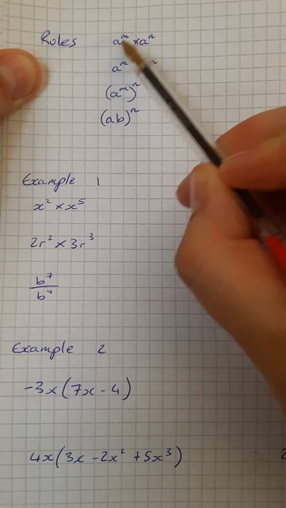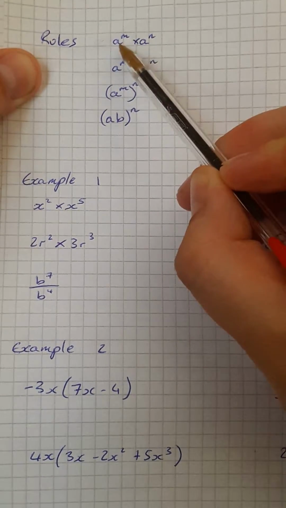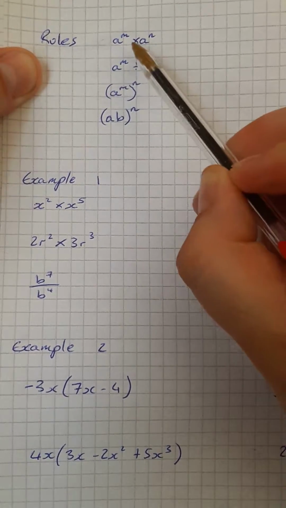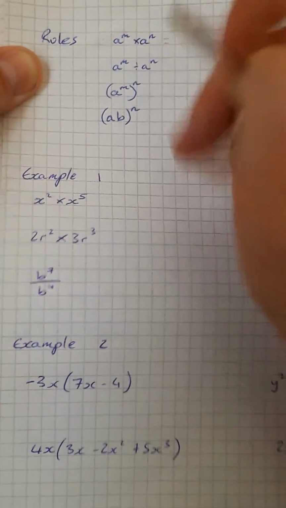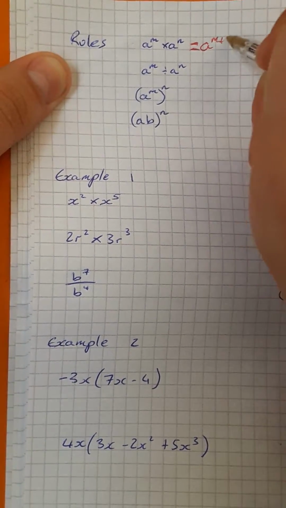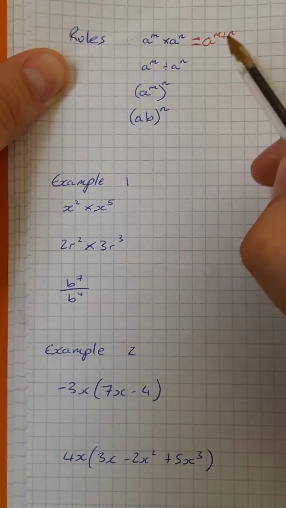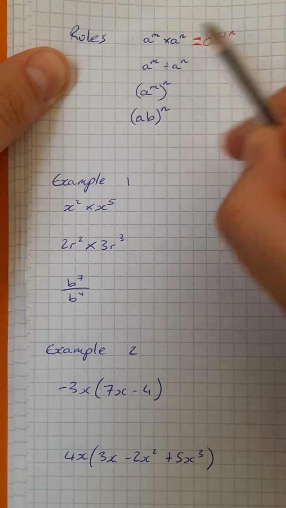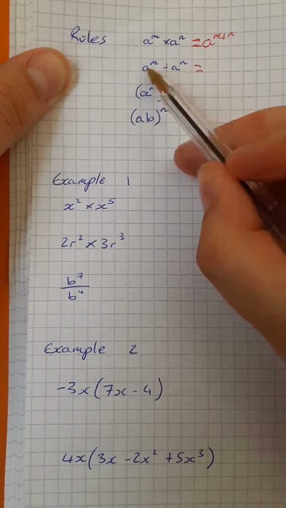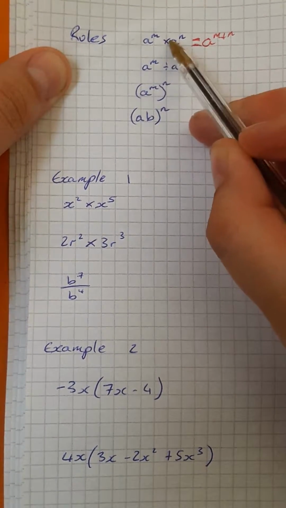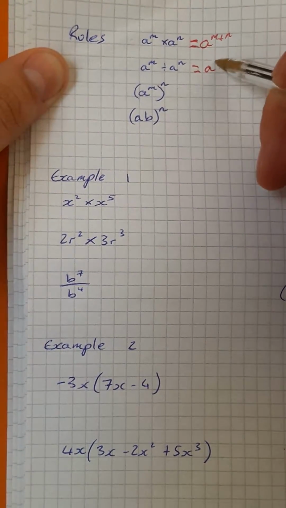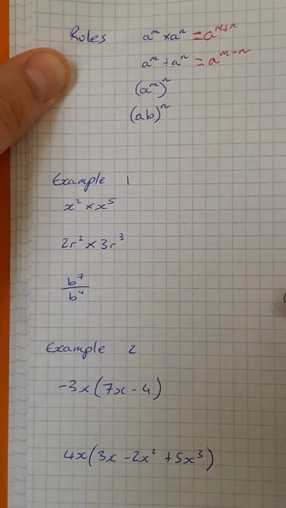So basically we have a to the m times a to the n, and when you have the same base and you're timesing them, all you have to do is add the indices. So literally my answer will be a to the m plus n. Whatever those two numbers are. So if it was 3 and 4, it'd just be 7. Cool. Same idea, they've got the same base, but we're now dividing. So if you assume that times is add, then you know that divide is going to be take away. So it's just going to be a to the m minus n.